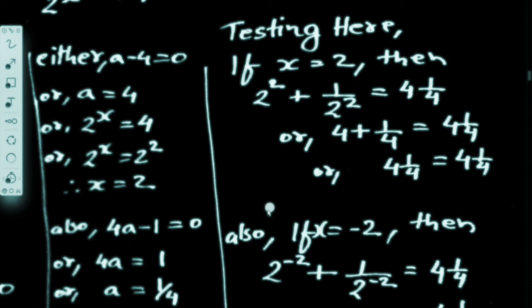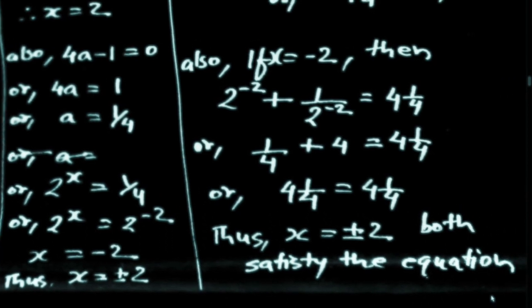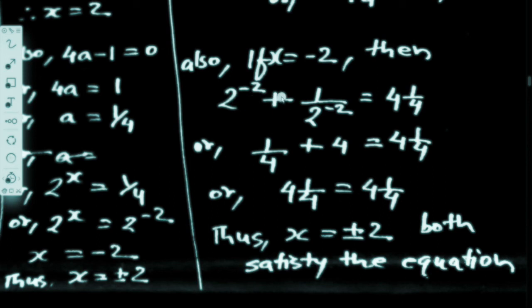Again, our next value of x: if x equals minus 2, then 2 power minus 2 plus 1 by 2 power minus 2 equals 4, 1 by 4. Or 1 by 4 plus 4 equals 4, 1 by 4. Here 1 by 4 plus 4 is 4, 1 by 4, and 4, 1 by 4 is the same. Here both sides are the same.